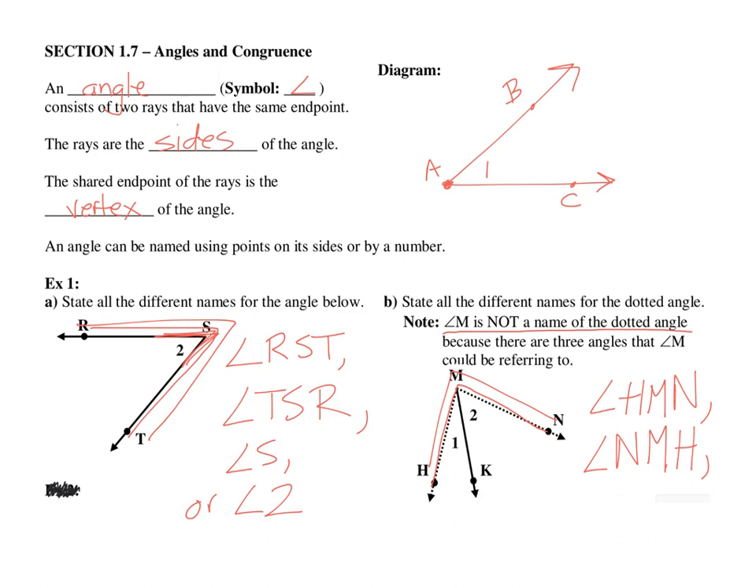Or could it be angle M? No, it can't, because we don't know which angle that is. It can't be angle 1, it can't be angle 2, so that's all we have to go by. So that's when you have to use 3 points to name the angle. Otherwise, you have no way of telling which angle you're referring to.